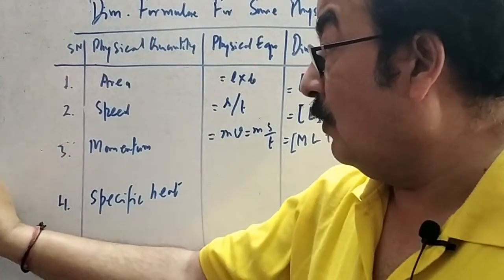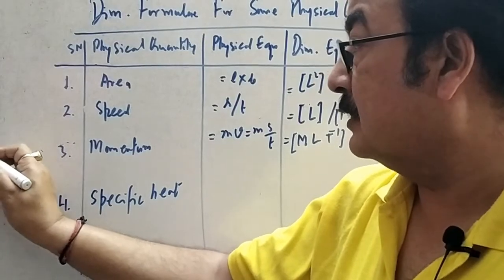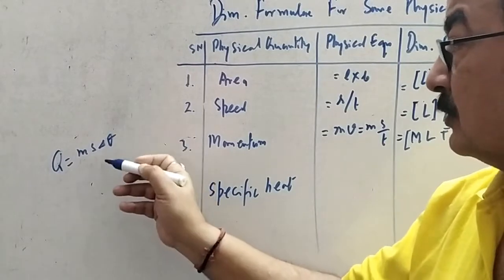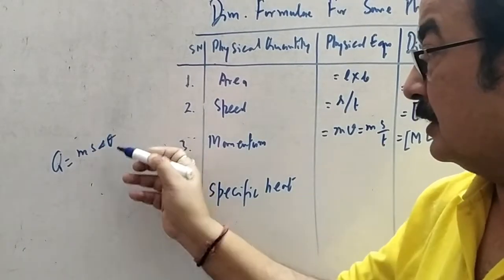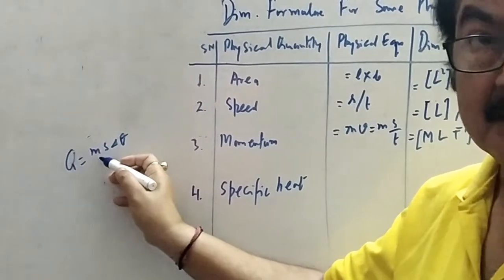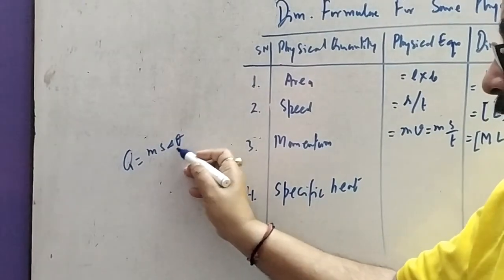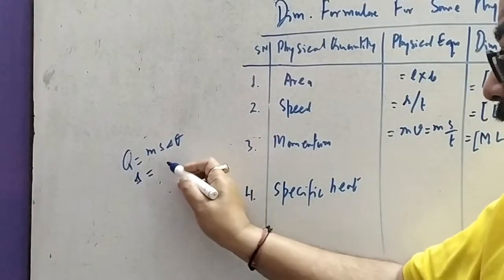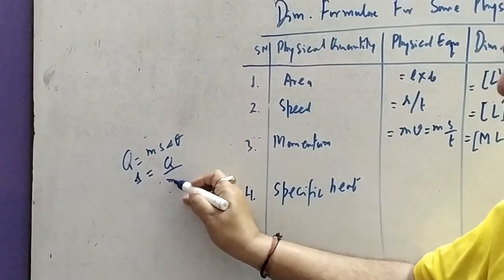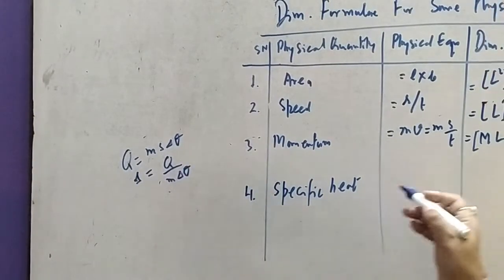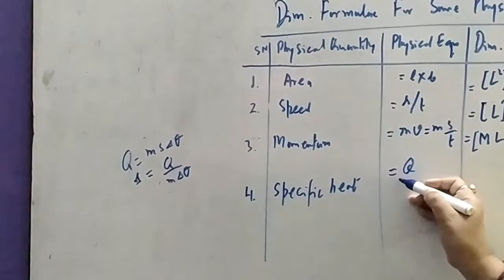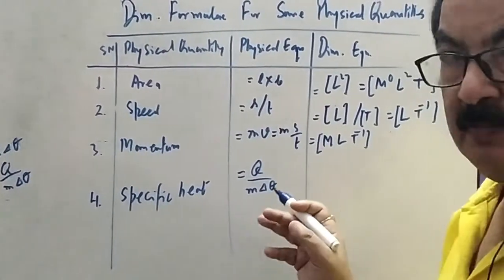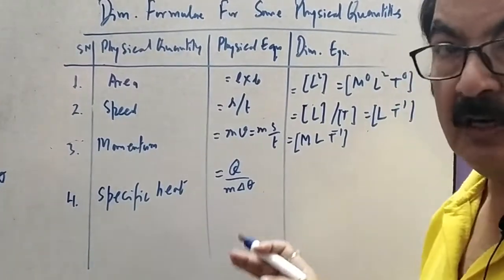Remember, you know the formula that Q equal to M S delta theta. This is a formula. In previous class or even in thermal physics you will study. M is mass, S is specific heat, and delta theta is temperature. And therefore S must be equal to Q upon M delta theta. Here also we write this as Q upon M delta theta, or even we write just theta, because it is immaterial we write delta or not.